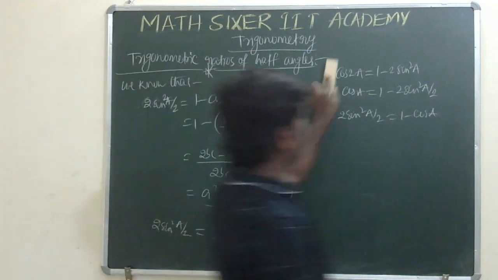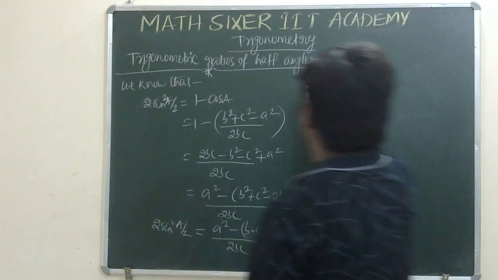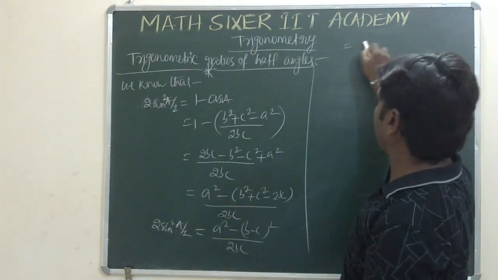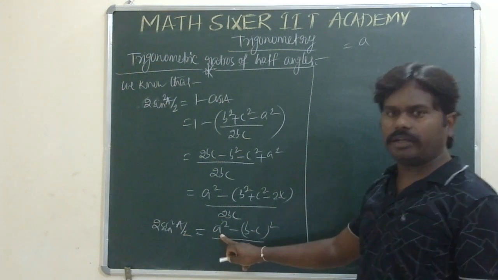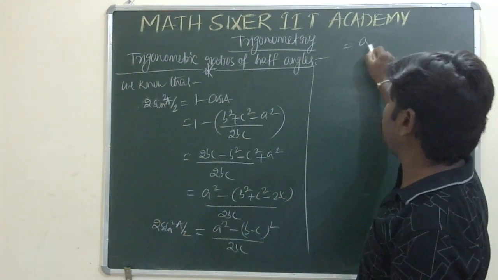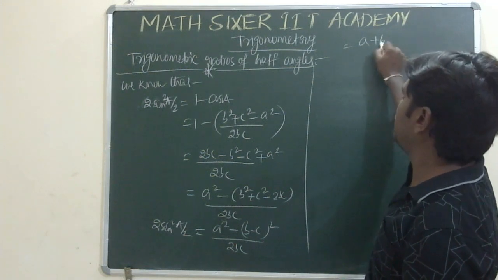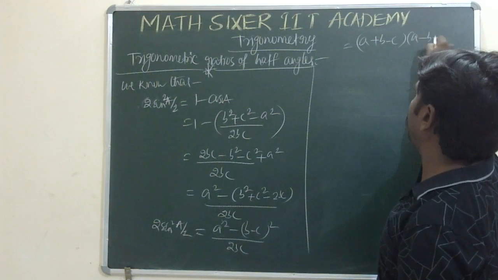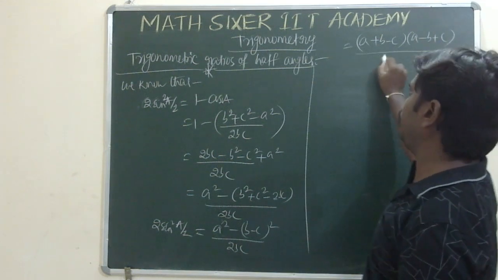Now the numerator is in the form of a square minus b square, so you can write it as a plus b into a minus b. Hence, a plus b minus c into a minus b plus c, divided by 2bc.